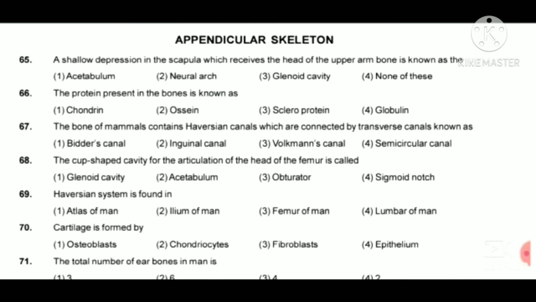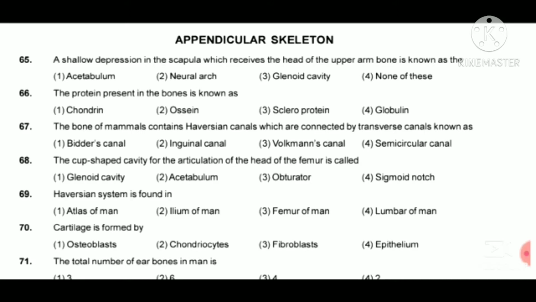Hello everyone, this is the third part of the chapter Locomotion and Movement, and in this video we are going to discuss objective questions related to the third topic, which is the appendicular skeleton. So let's continue. The first question, number 65: a shallow depression in the scapula which receives the head of the upper arm bone is known as number 1, acetabulum; number 2, neural arch; number 3, glenoid cavity; and number 4, none of these.